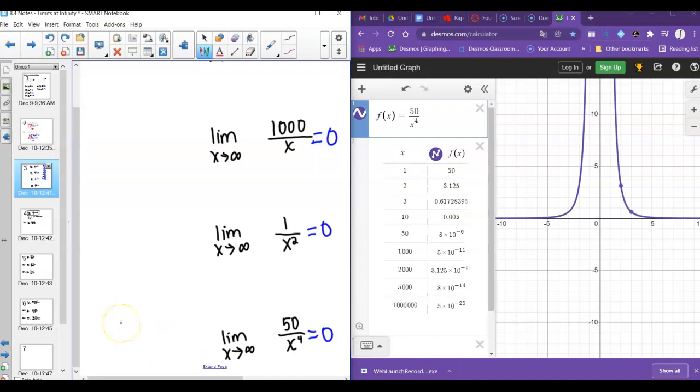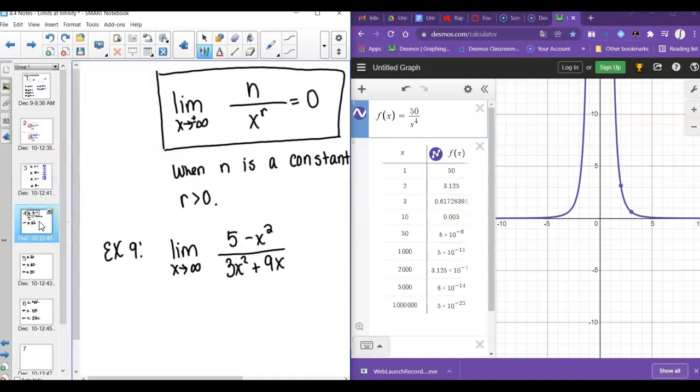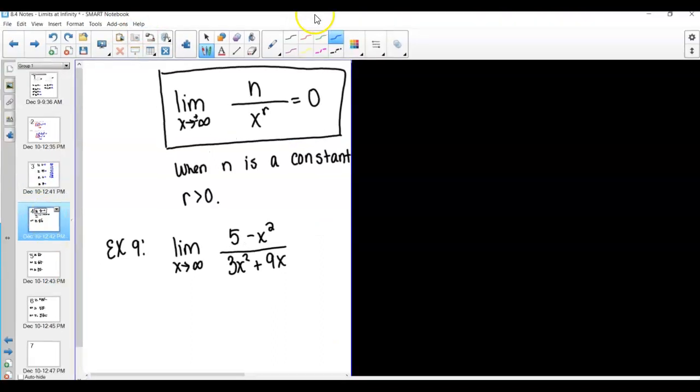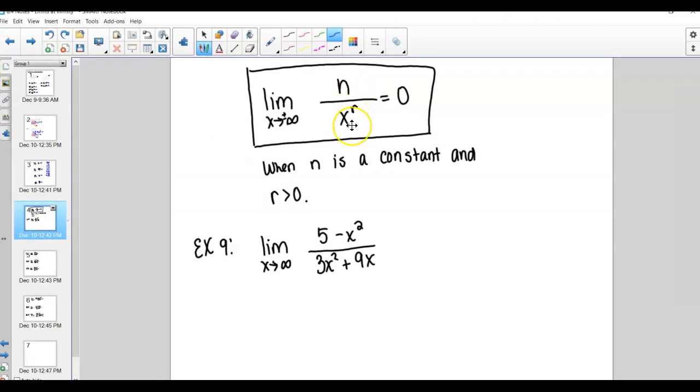So the conclusion that we need to gain from this here is that if we have a number divided by an x to some power, then our limit as x approaches infinity, or actually negative infinity, is going to equal 0. Here, n has to be a constant. It has to be some sort of number. And r has to be positive, because if it is not, you end up with a negative exponent situation where you need to move that x back to the numerator.